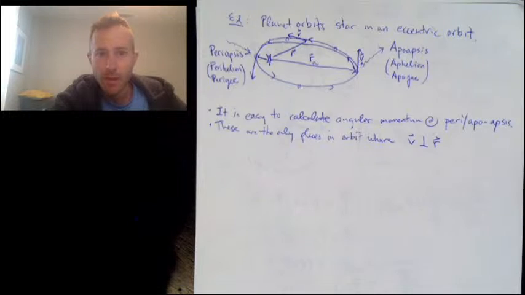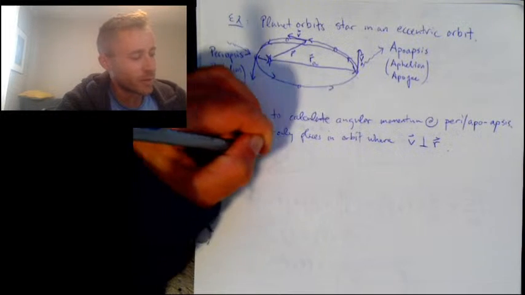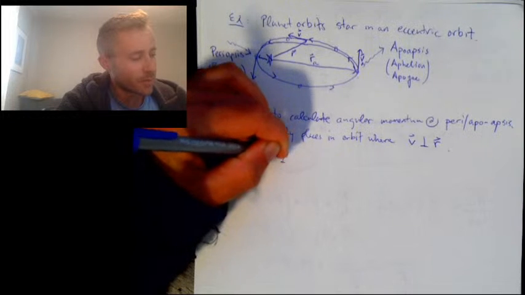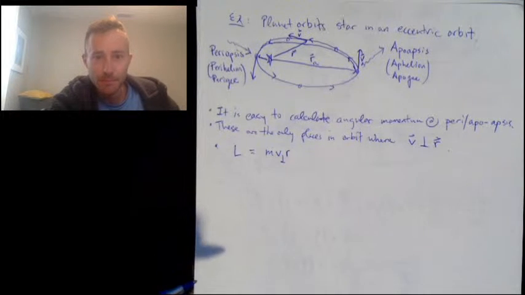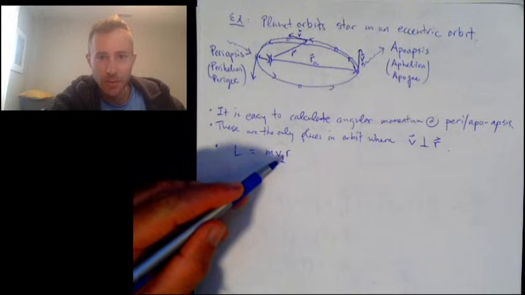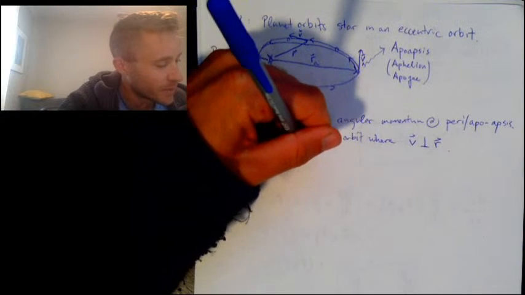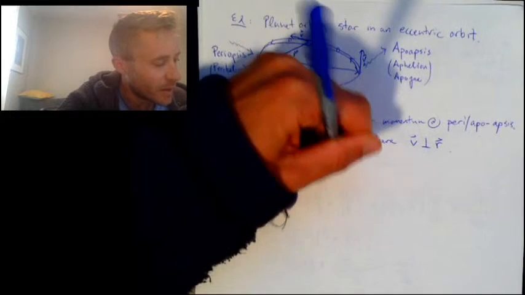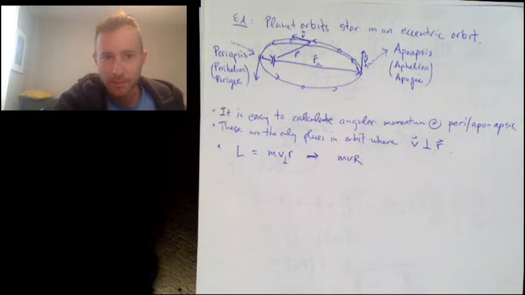Okay? So what that means is that when we're calculating the angular momentum, m v perp r, the velocity is already perpendicular. So we don't need to do any trigonometry to calculate the perpendicular component. We just do m v r. So that makes it really nice.